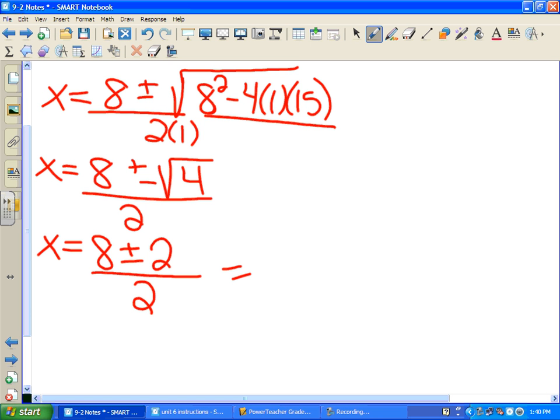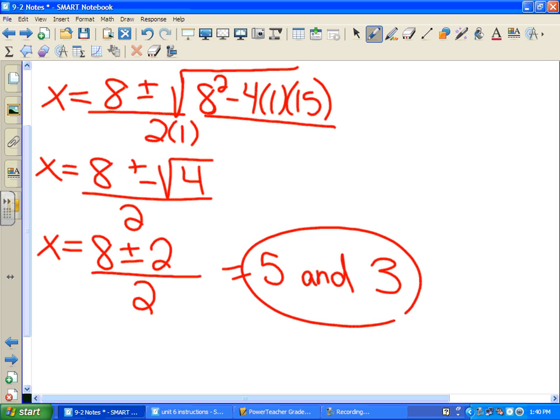And then we've been doing this all week. When you have plus or minus, you have 2 answers. First you do 8 plus 2 divided by 2. So it's 8 plus 2, divide that by 2, you get 5. And then 8 minus 2 divided by 2. So 6 divided by 2 is 3. Your 2 answers, 5 and 3. Is that bad? No. Okay. Any questions? We're only going to do 4 of these, so that's 1.